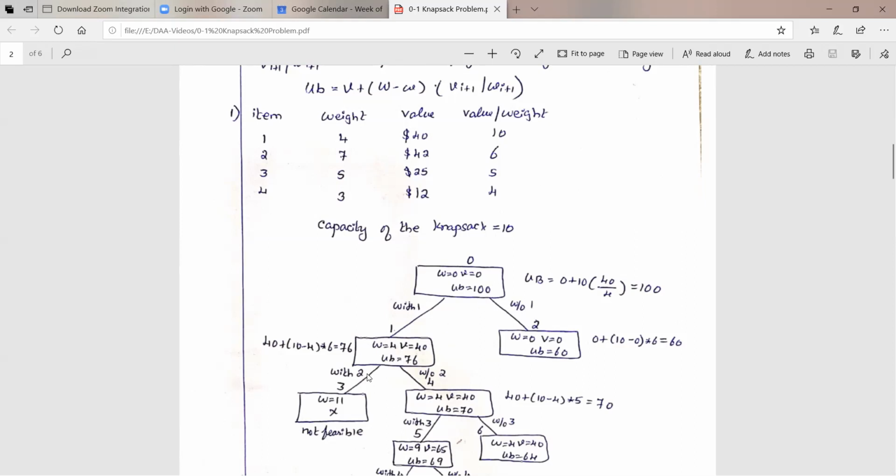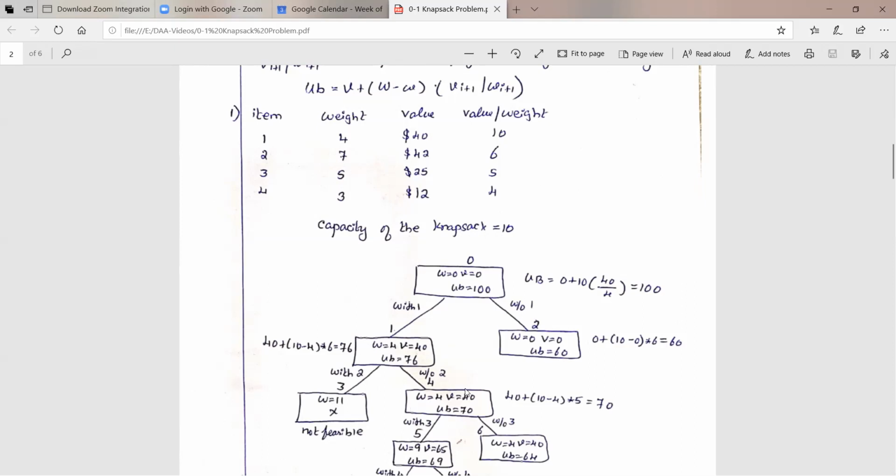Now we have to consider object 2, with 2 and then without 2. If we are taking with 2, what happens? The weight will be 4 plus 7, which is 11. What is the capacity of the knapsack? The capacity of the knapsack is 10. So we can't include this object in the knapsack. The weight is equal to 11, so it is not feasible.